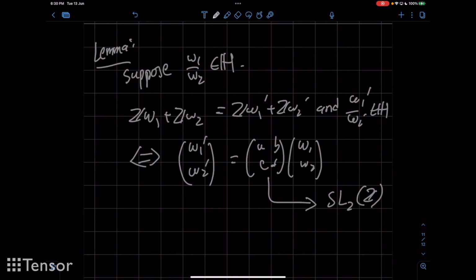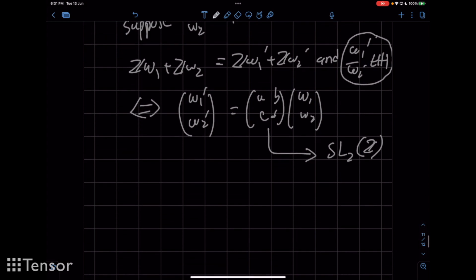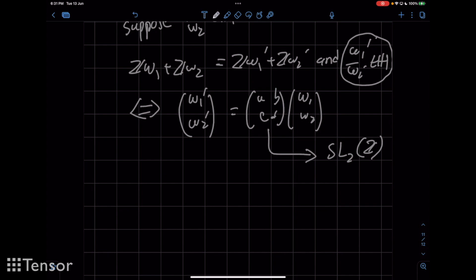Okay, so one part of the proof is really simple. We know that if the two lattices are equal, then the basis elements are related by a GL2Z transformation. Now we just have to verify that the ratio omega 1 prime by omega 2 prime is in the upper half plane if and only if the determinant of this matrix is 1. Right? So yeah.